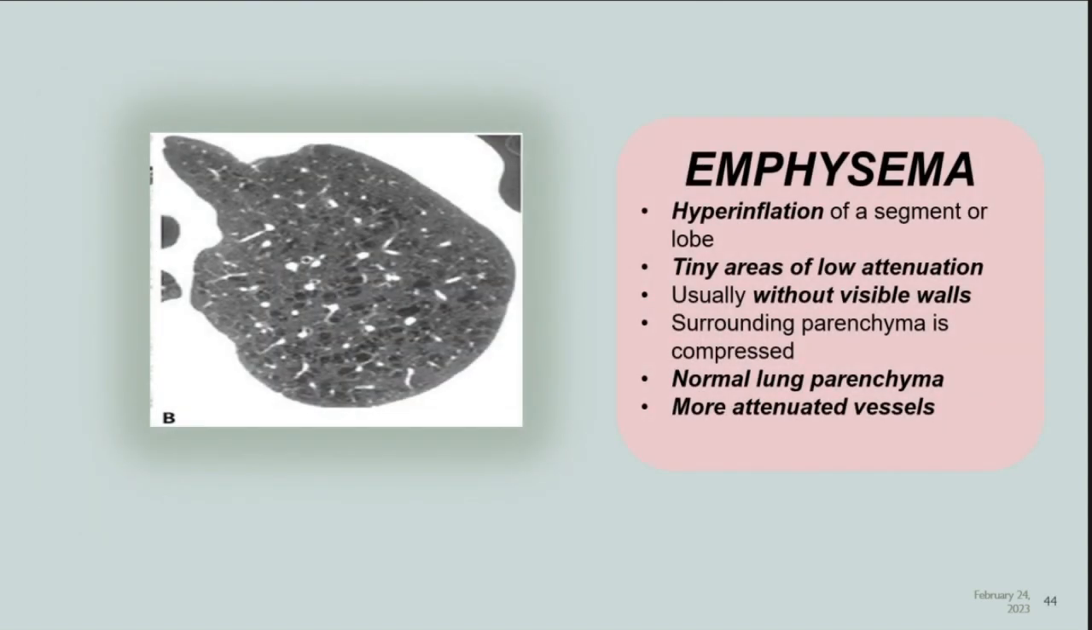Emphysema would show hyperinflation of a segment or lobe with tiny areas of low attenuation, usually without visible walls. With enlargement of the dilated airspace, the surrounding lung parenchyma is compressed, which enables observation of a clear border between the emphysematous area and the normal lung, which tends to be preserved even in a case of far advanced emphysema. Vessels within the affected lobe are attenuated and spread more apart.